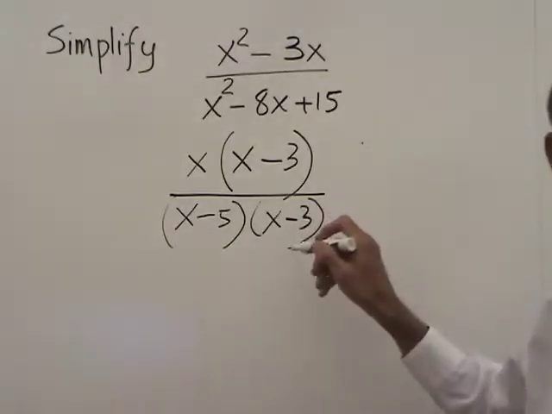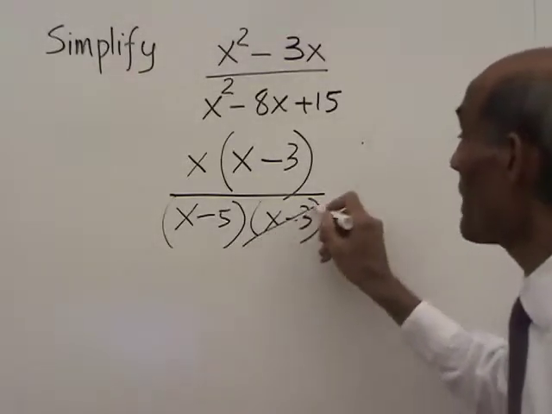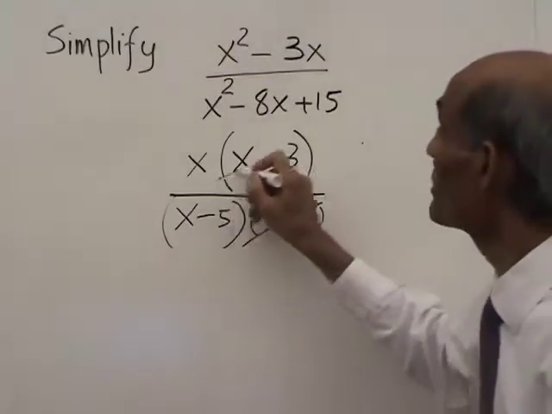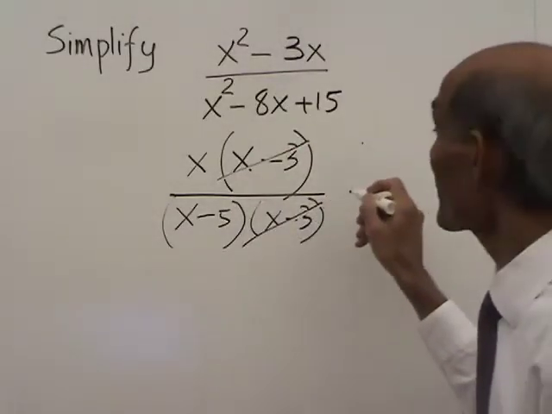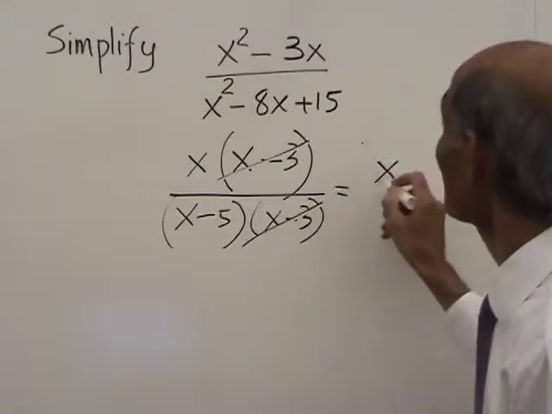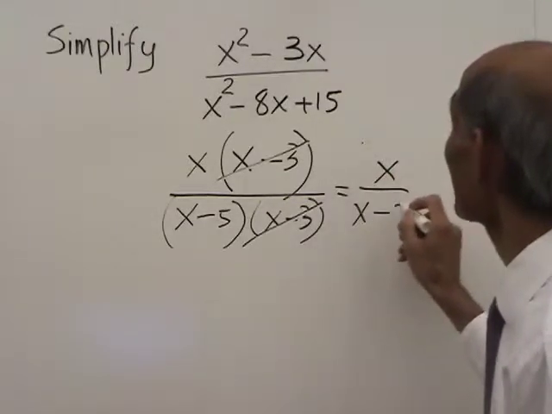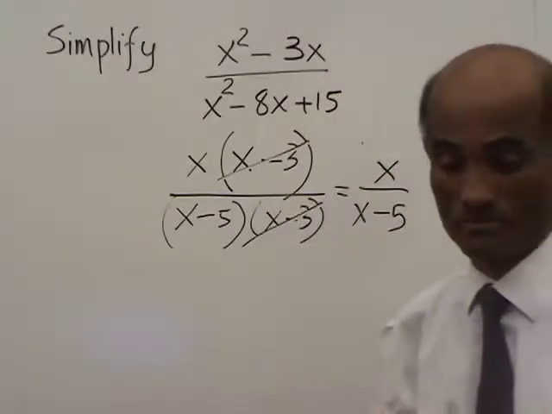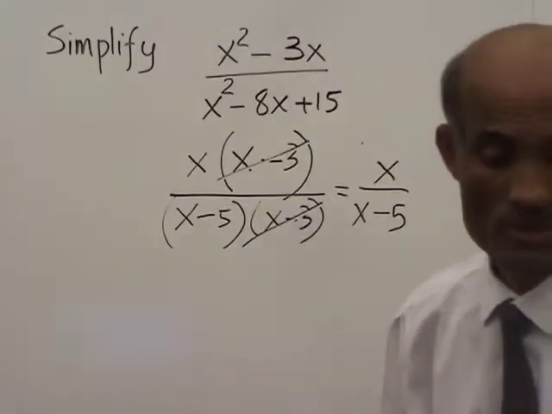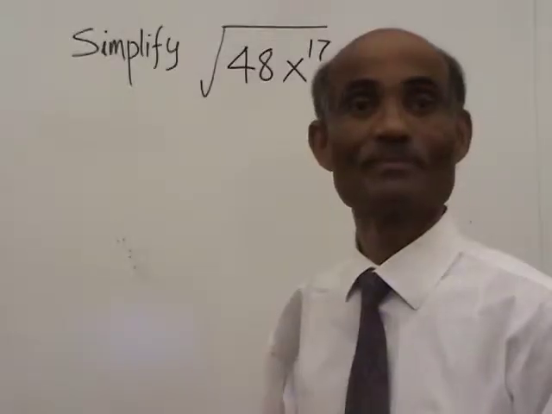And now cancel common factors. X minus 3 cancels with x minus 3. What's our answer? Answer is x over x minus 5. Okay? The next question.